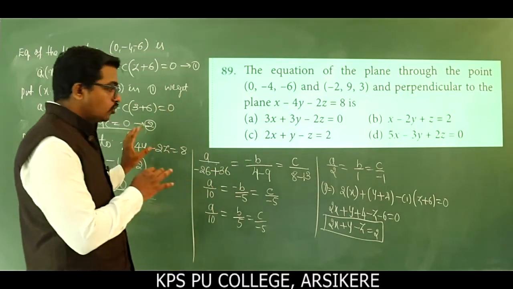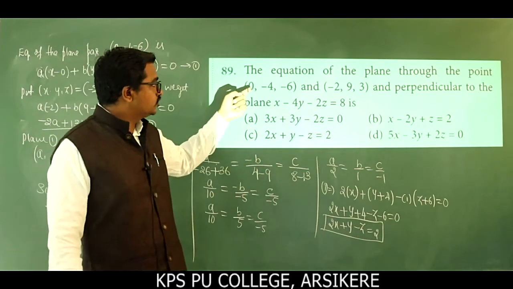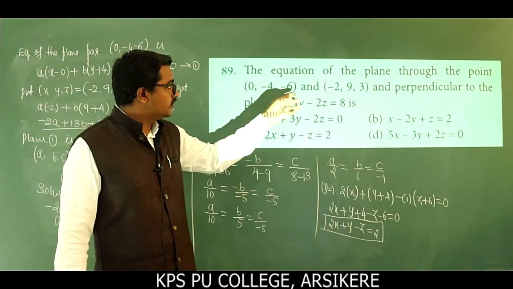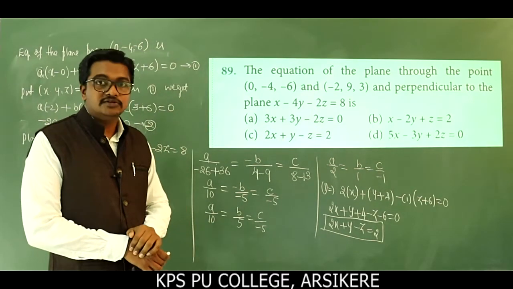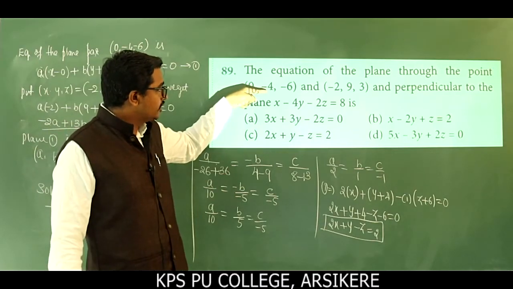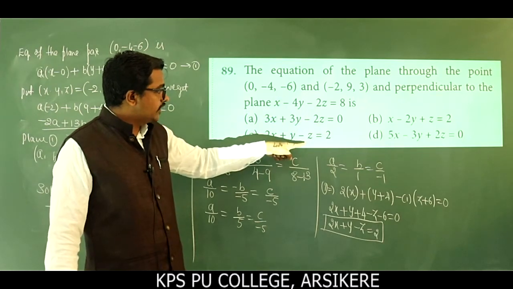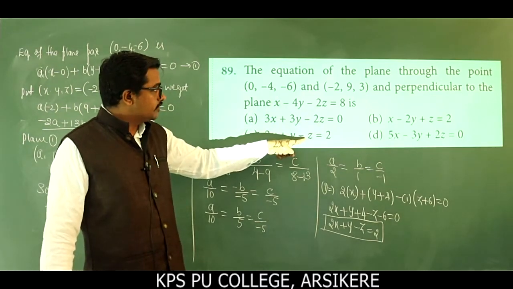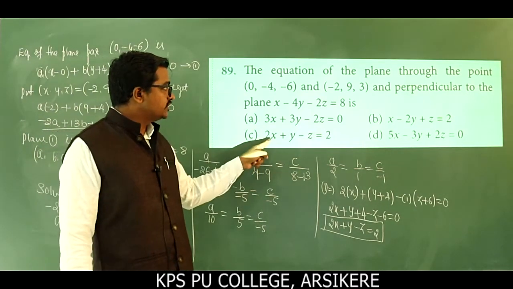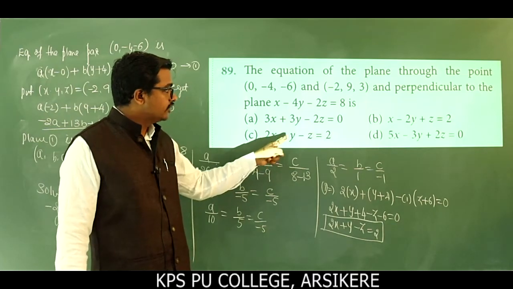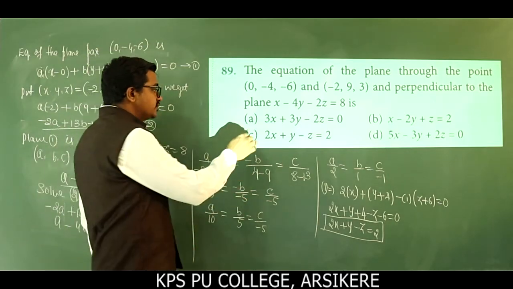In most cases we have to go with this method, but in some cases this is also valid. If I substitute these values, the first point (0, -4, 6) and (-2, 9, 3), in option C, in that case it will also be satisfied. Substituting the point, 2 into 0 is 0, and then minus the y value of -4 becomes plus 4, and z is -6, so plus 4 minus 6 is -2... the equation is satisfied. And for the second point, -2 is -4, plus 9 gives 5, and then minus 3 is 2. It satisfies, so option C is our right answer.